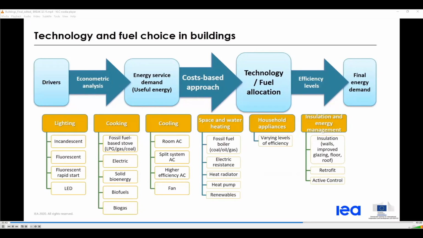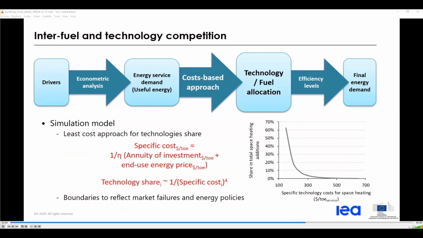The choice of technology depends on various parameters. The available potential of renewable resources can play a very important role, as well as several energy policies such as energy efficiency standards. In the World Energy Model, we rely mainly on a cost-based approach to determine which technologies will be installed. For this, we need to compute the cost associated to each technology, which includes the investment cost as well as the operation cost. For instance, for an air conditioner, we must take into account the price of this AC, but also the price of electricity that will be consumed by this technology.